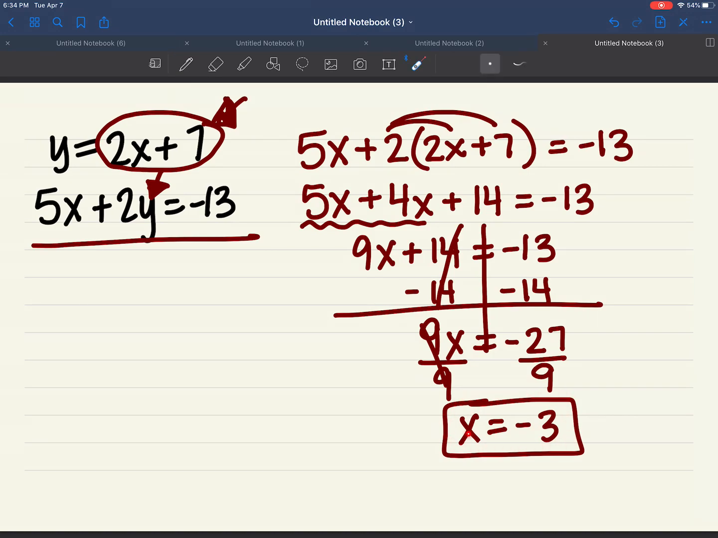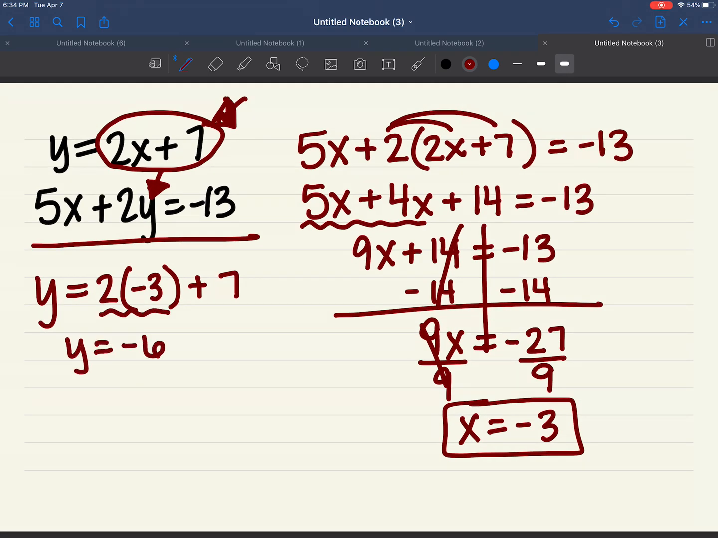Alright, so same thing, we're close to being finished. Now we know that x is equal to negative 3, so we just need to substitute that back into one of these equations. We're solving for y, so again, I would plug it in here, the one that's already equal to y. So y is equal to 2 times x, the value for x we got was negative 3, and then we're going to add 7 to that. Alright, so 2 times negative 3 is going to give you negative 6, and then negative 6 plus 7 is going to give a y value of positive 1.